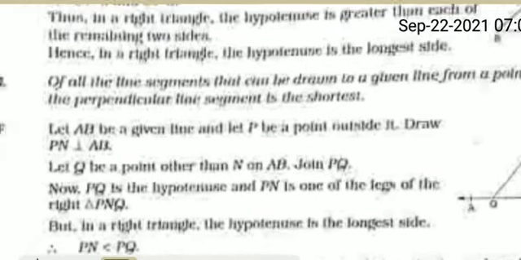Next one, result 2: of all the line segments that can be drawn to a given line from a point outside it, the perpendicular line segment is the shortest. Very good question. So here the proof: let AB be the given line. You can see here AB is the given line, and let P be the point outside it.